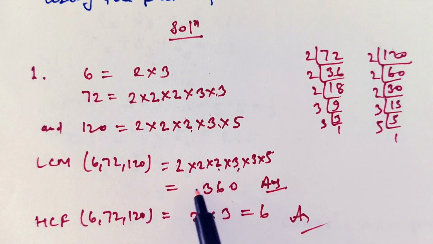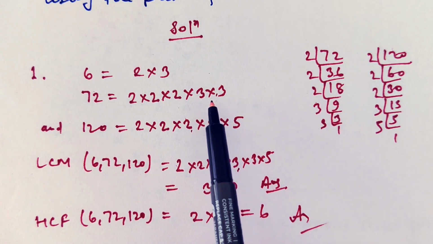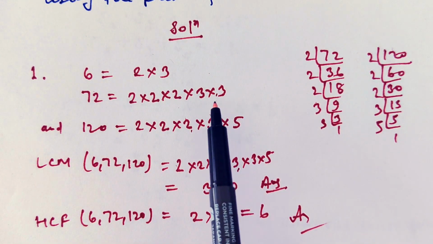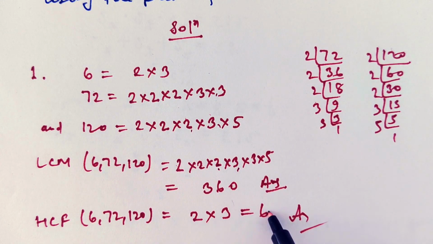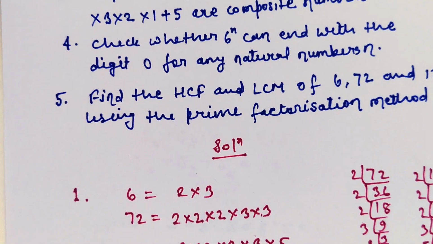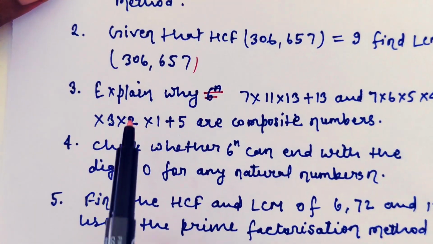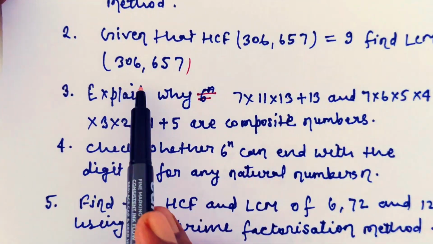And for the HCF, the highest common factor is the factor which divides all these numbers at a time. So here 3 and 2 is the right answer. So 2 times 3 is 6 is the right answer, and 6 is the final answer. On this basis you can solve question number 2, where the HCF of these numbers is given and we find the LCM.